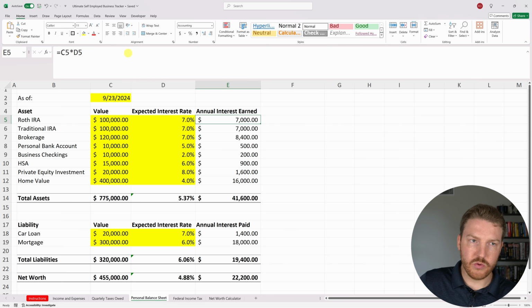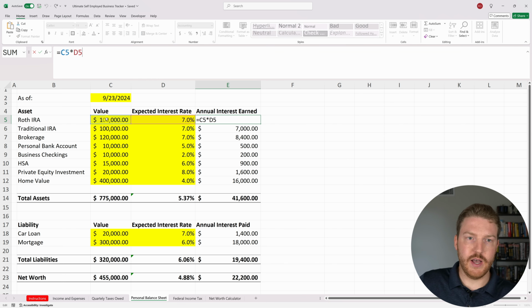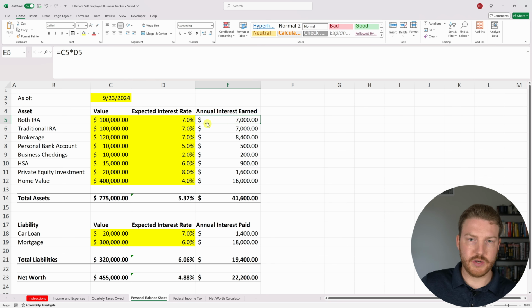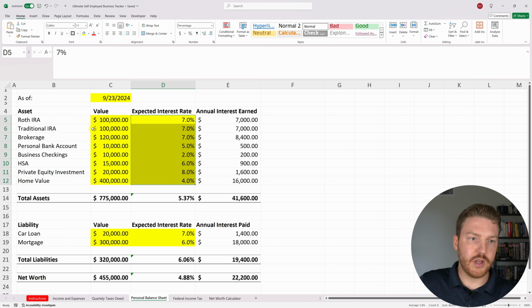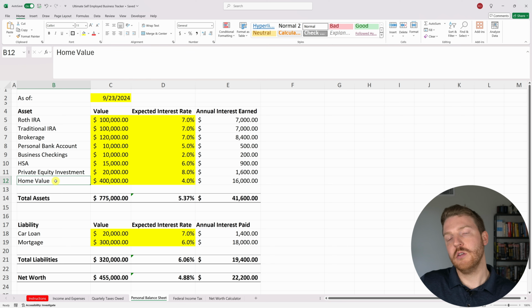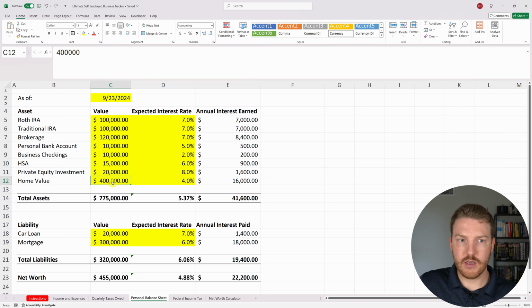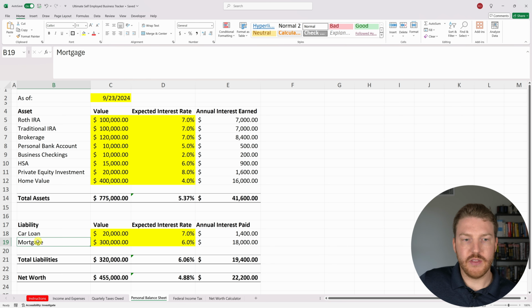And then this value is going to be based on the total value multiplied by the expected interest rate. So for this one, we're expecting to earn $7,000 of annual interest this year. Now, we can take all these different categories and apply the expected interest to all of them. One thing I want to highlight here is that let's say this person hypothetically has a home with a value of $400K, but they also have a mortgage on that of $300K. So really they have 100,000 of home equity.